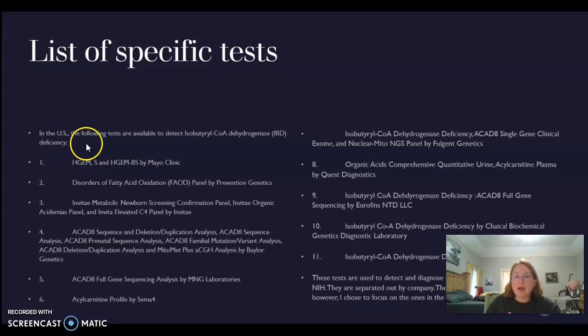And so these are actually a list of the specific tests that will test for the deficiency. And as you can see, there are numerous laboratories that will do this. Basically, they're essentially testing for the same thing, looking at the same gene sequence to see if there's a deficiency in it. It's just conducted by different labs, so they have a little bit different of a name.